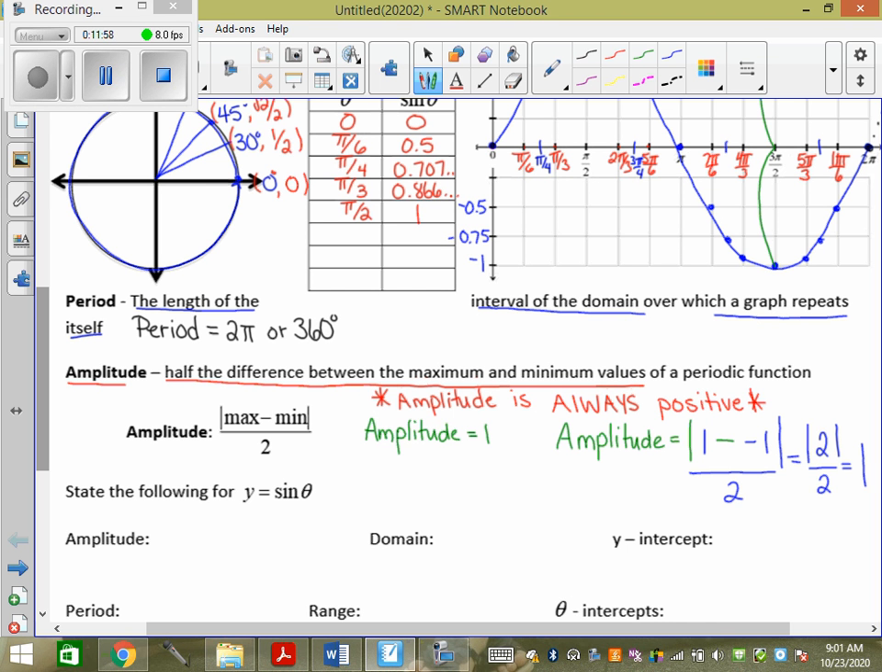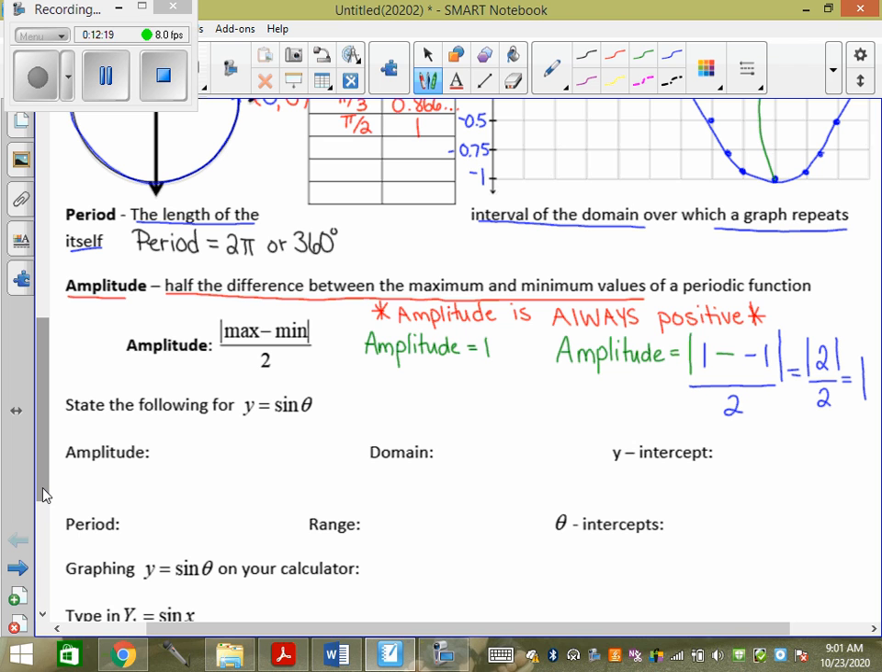The only reason you're going to need the absolute value signs is if the entire graph is below the x-axis. Because then your min is going to be negative, your max is going to be negative. You're going to tell me your amplitude's negative, and it's not. Amplitude's always positive. Okay?